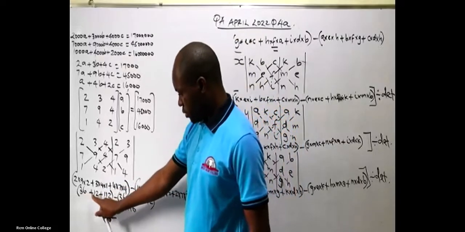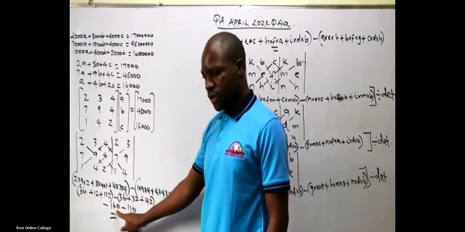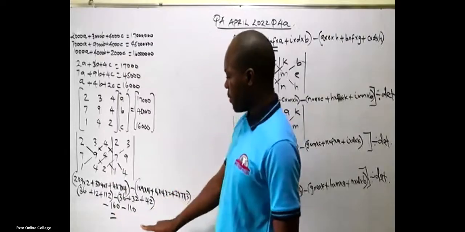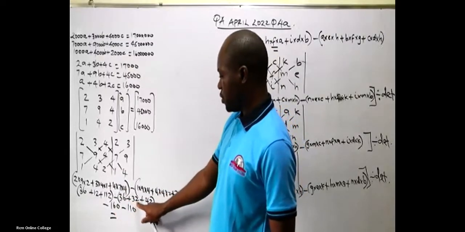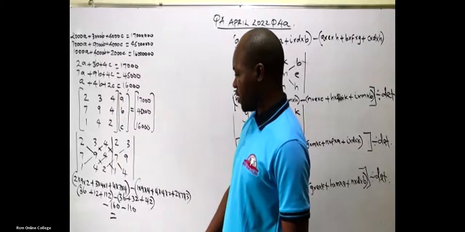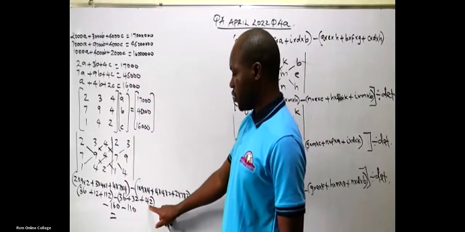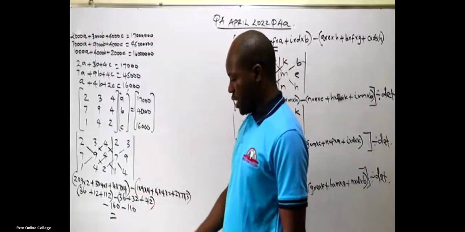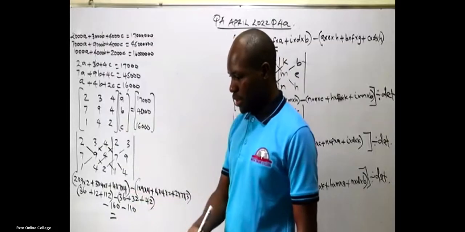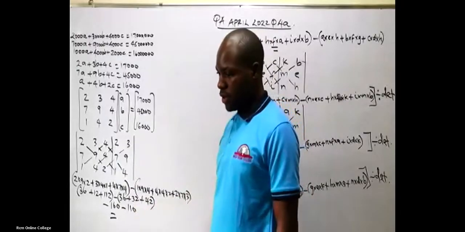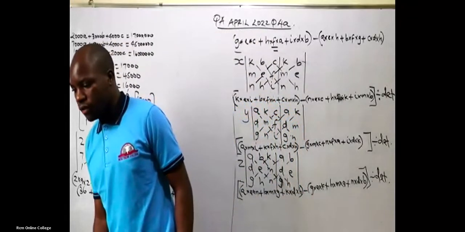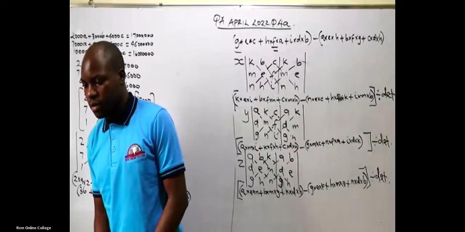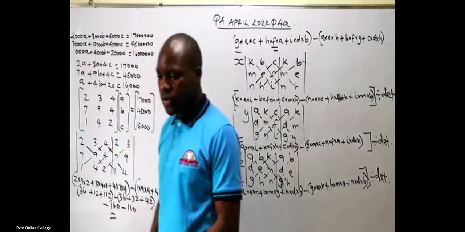So 36 plus 12 plus 112, 160. 36 plus 32, that will be 68. 68 plus 42, 60 plus 40 is 100. So 8 plus 2, that will be 110. That's what we have here. Is it clear now? How did you get the values in the bracket, please? Kindly repeat. The values in brackets.